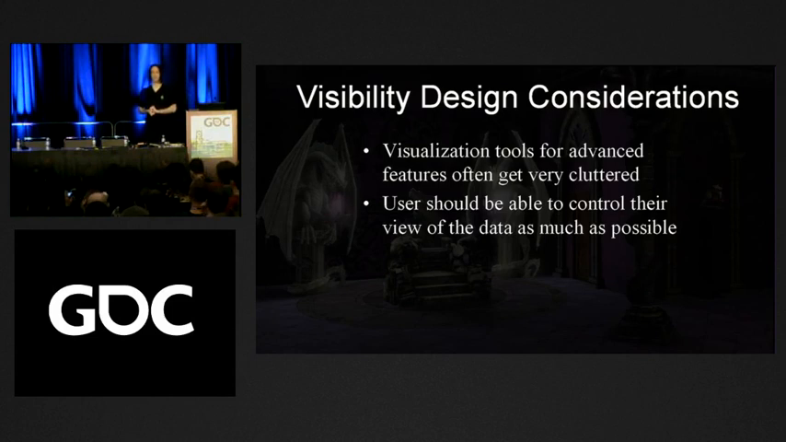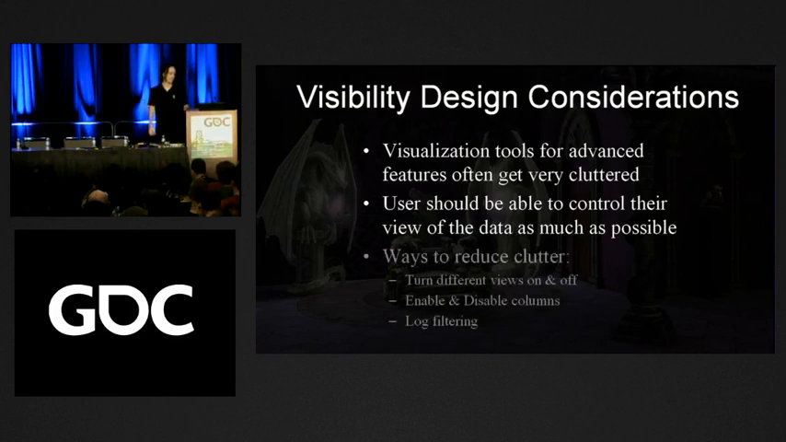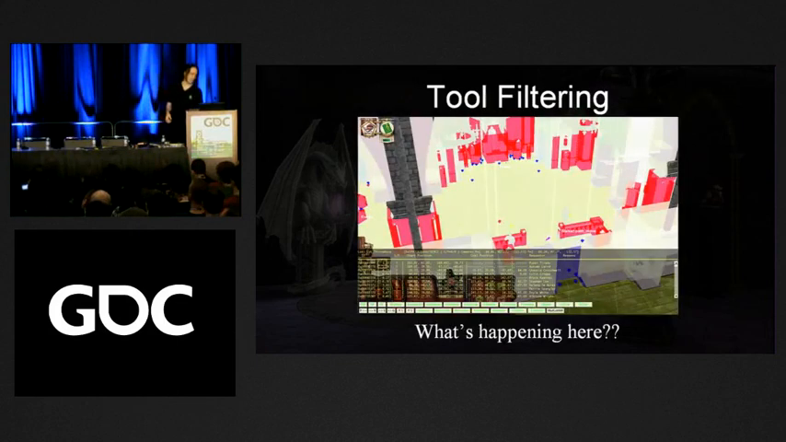I mean, like a routing path or something. Maybe I only care about this Sim's routing path and routing data. Maybe I don't care about all routing paths generated everywhere in all 75 Sims in the world. So some ways to reduce clutter, of course, are being able to turn different views on and off, being able to enable and disable columns and sort by columns and filter logs and all this other stuff. So these are very important.